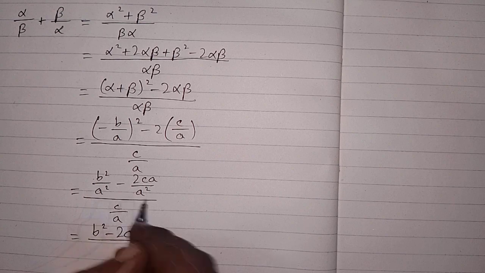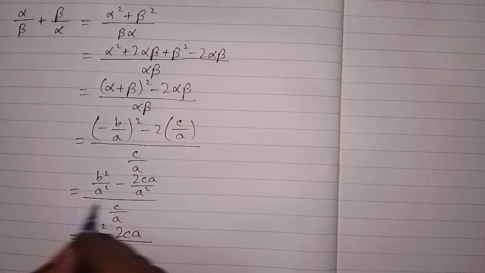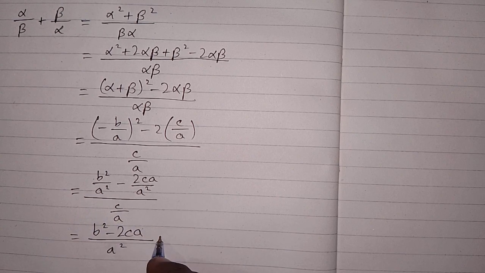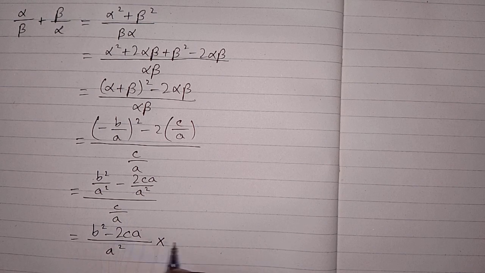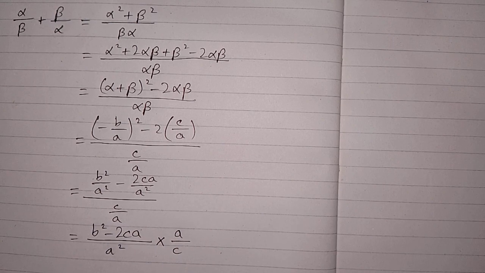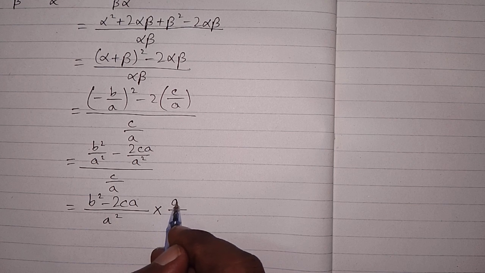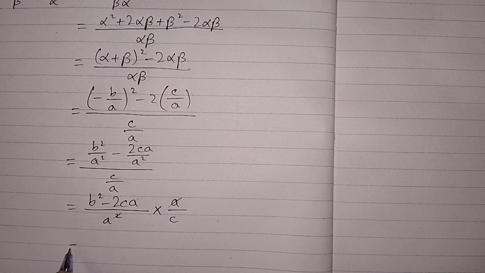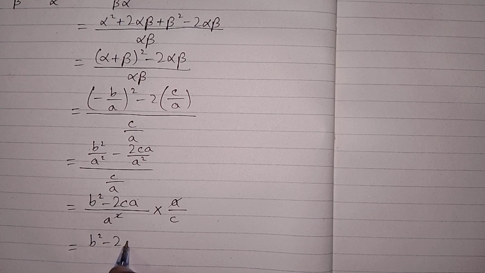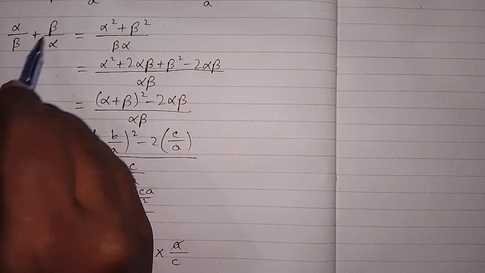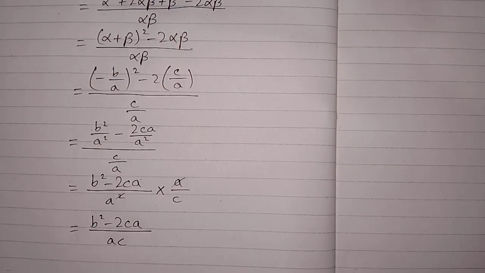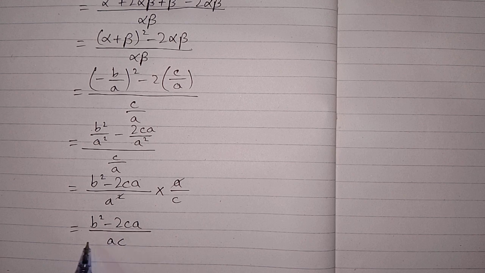2ca upon a square, and when we change this fraction into multiplication, this denominator will become the reciprocal, so c upon a can be written as a upon c. Now we can cancel this a and this a, so we have b square minus 2ca upon ac. So the value of alpha upon beta plus beta upon alpha is b square minus 2ca upon ac.